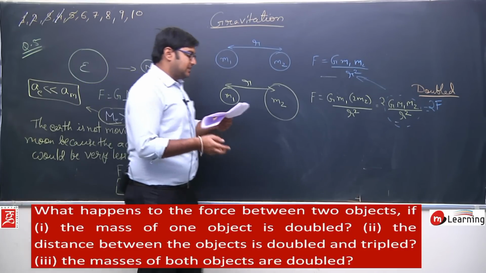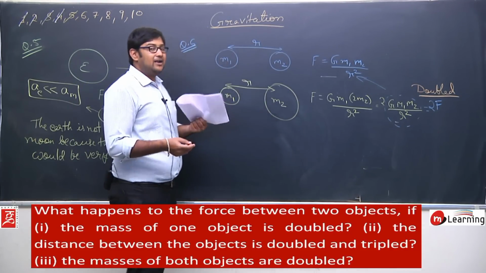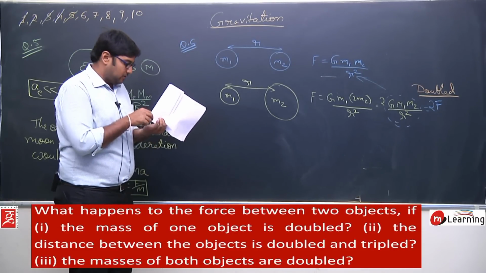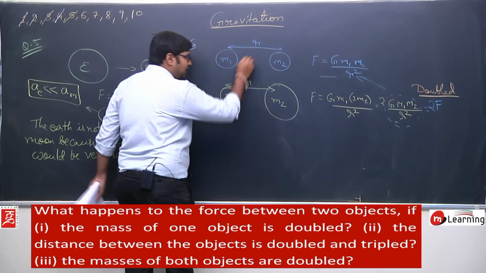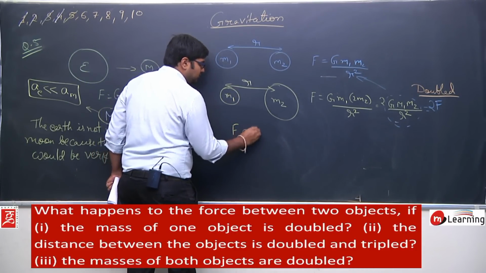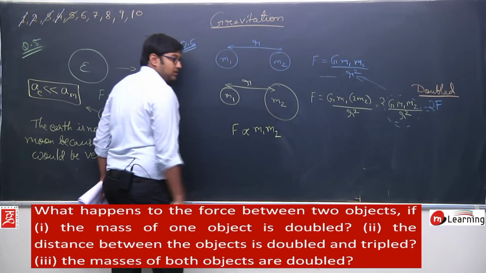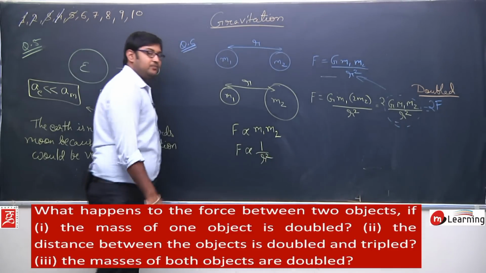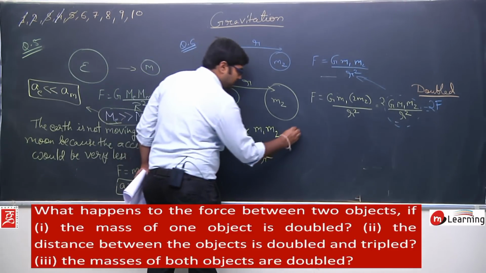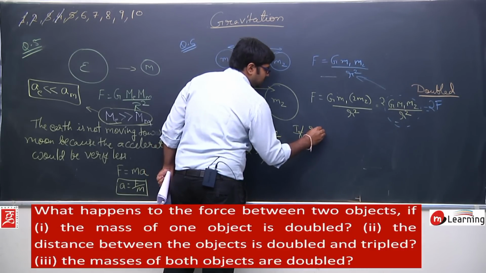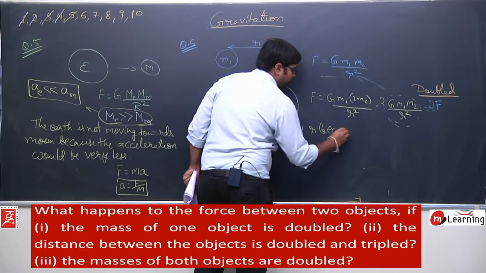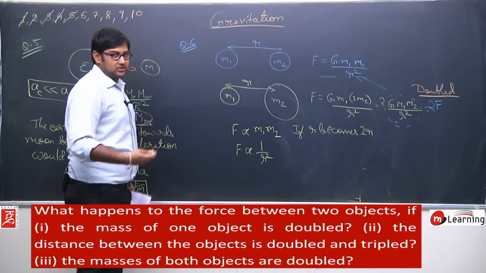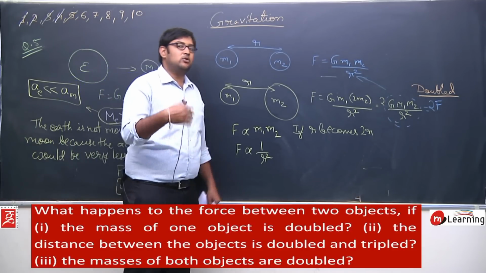Then in the second part it says the distance between the two objects is doubled and tripled. So in one case the distance is getting doubled, and in another the distance is getting tripled. We are saying that the force between the two objects is proportional to the product of their masses, and the force is inversely proportional to the square of the distance between them. So if r becomes 2r, that is, the distance becomes double, distance becomes 2 times.